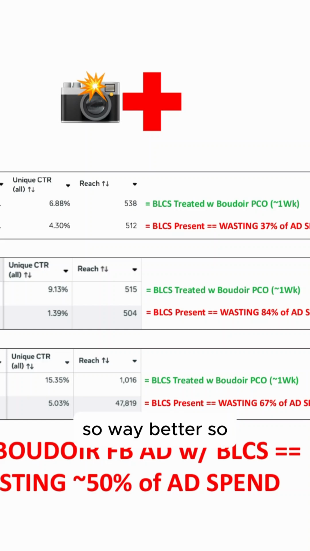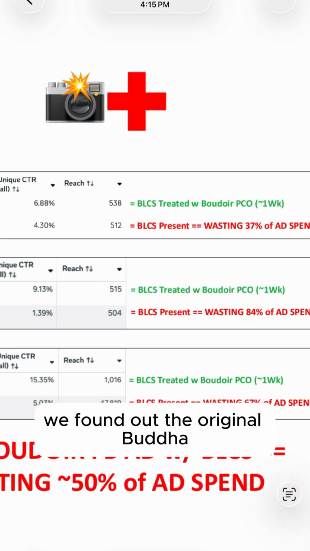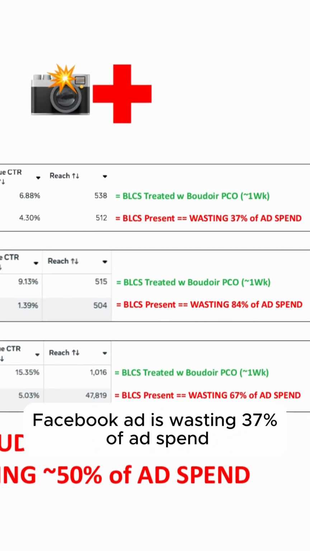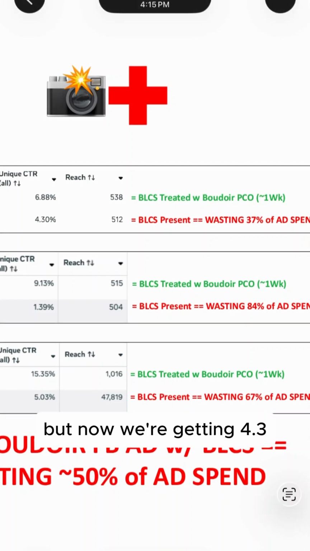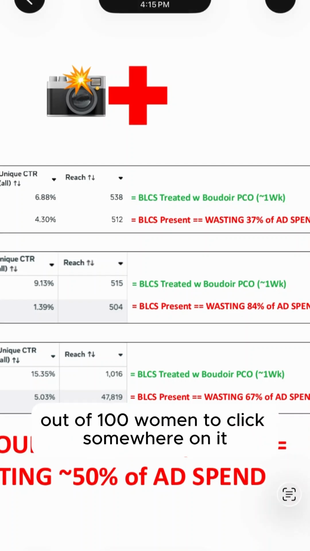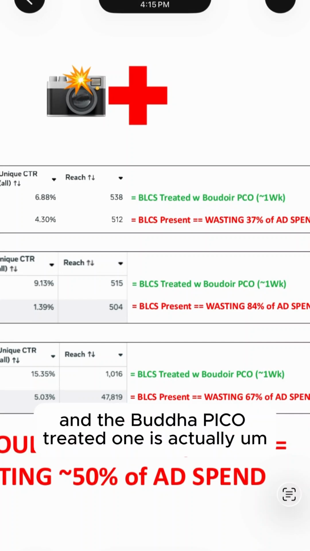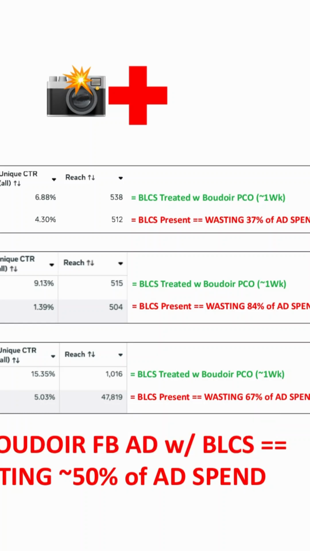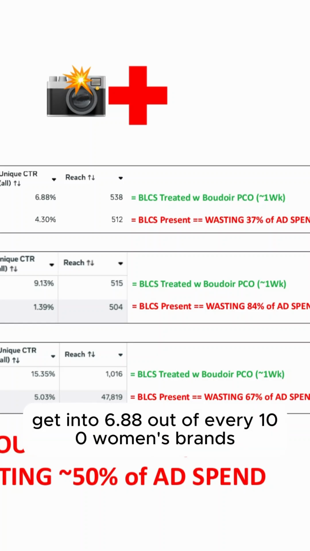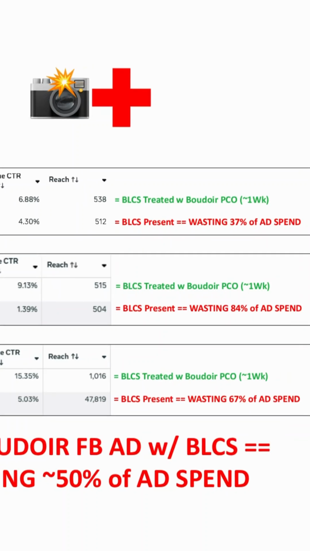So way better. We found out the original Boudoir Facebook ad is wasting 37% of ad spend by only getting 4.3 out of 100 women to click somewhere on it and get our ad into their brain. And the Boudoir Pico treated one is actually getting into 6.88 out of every 100 women's brains.